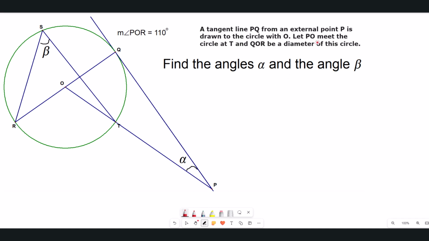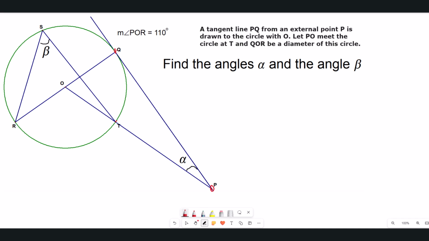Okay, so here we have a tangent line PQ. Right here you can see this is P, and here we have Q. So tangent line PQ, and P is an external point to a circle that has center O. And here, if we connect P and O, the point of intersection is T.